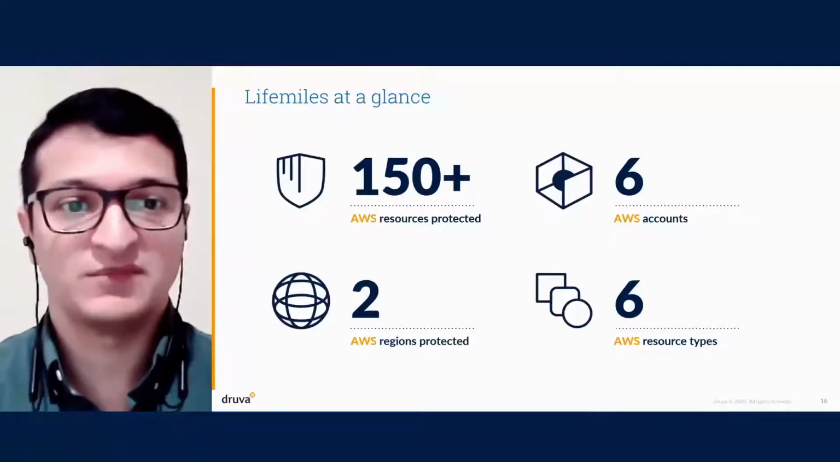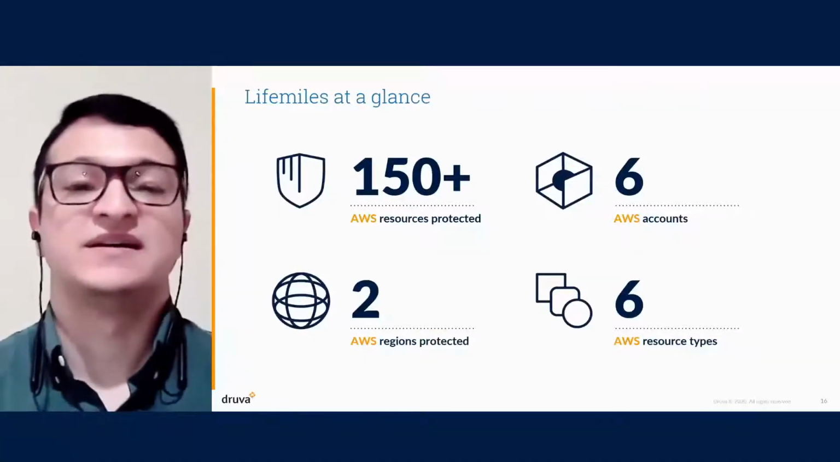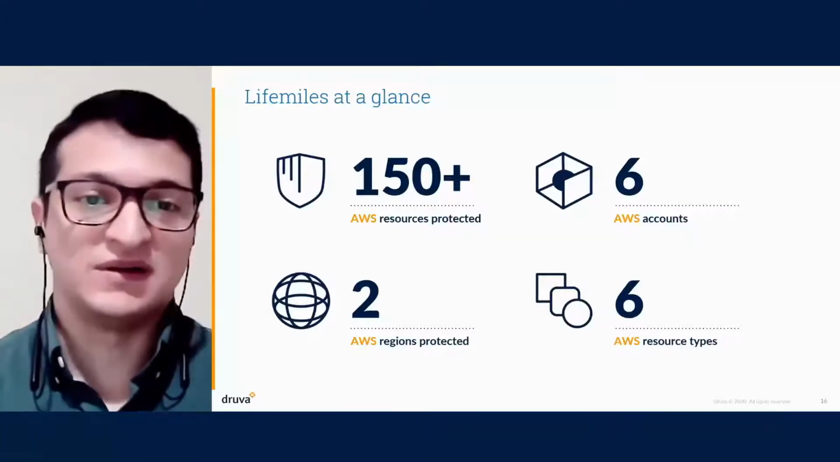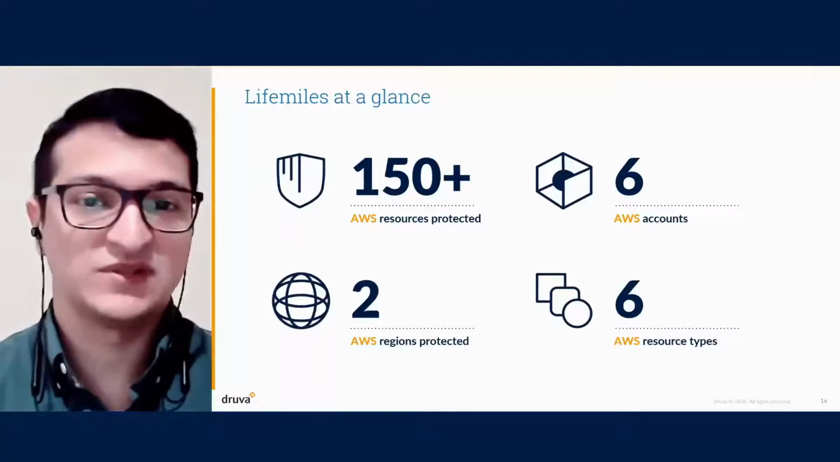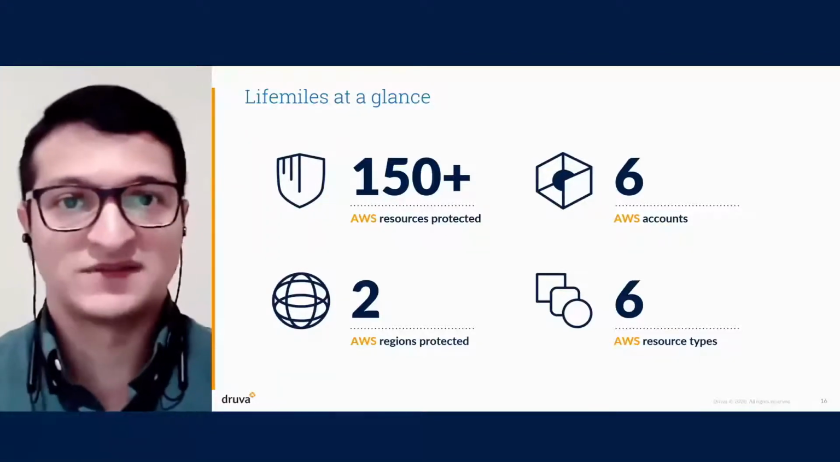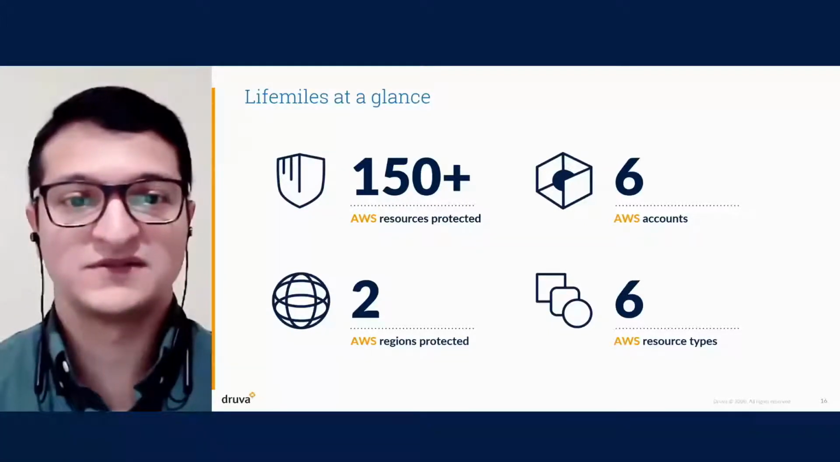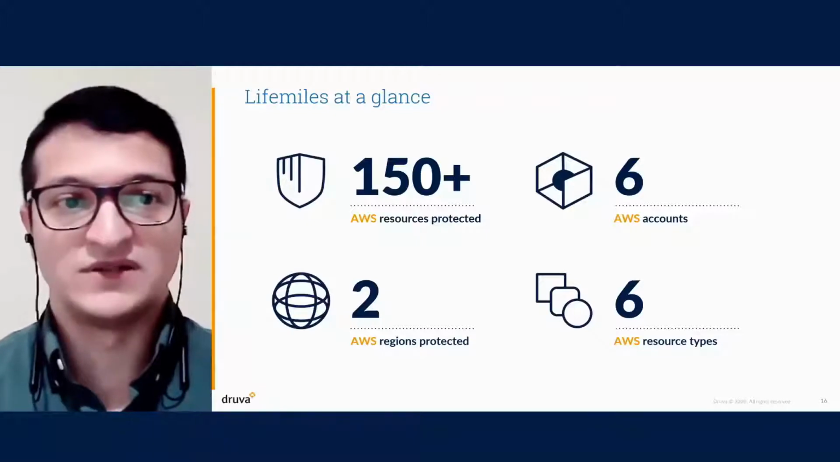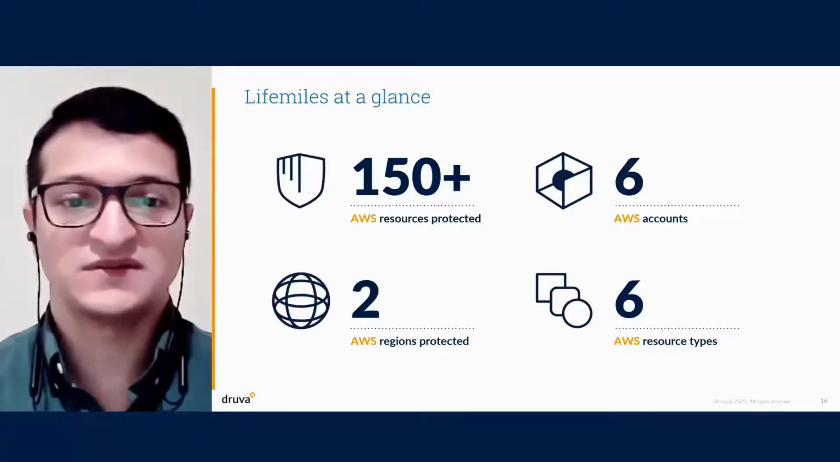Now let's talk a little bit about our stats. This actually surprised me because we started with just a handful of resources being protected with Druva Cloud Ranger, but as we grew on the AWS cloud, we started seeing these numbers go up. Now we're up to 150 resources protected with Druva Cloud Ranger. These are spread across 6 AWS accounts on 2 different regions.